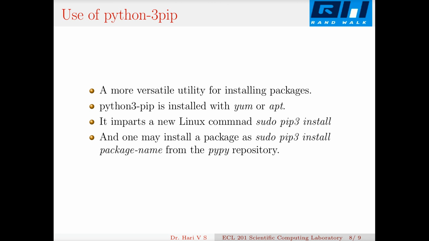First you install the package called Python 3 pip, which you can install with apt or yum: sudo apt-get install python3-pip. When you install it, you get a new command called pip, which you can use for installing other packages. You can use the command sudo pip3 install package name. Suppose you want to install the module XLRD, which is for reading Excel sheets, you can use sudo pip3 install xlrd. That will install XLRD. If you want to install the module OpenPyXL, you type sudo pip3 install openpyxl and it will be installed.